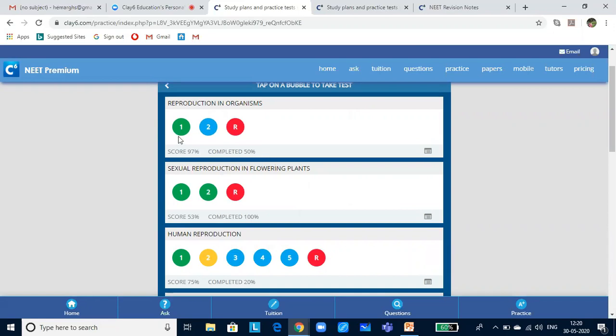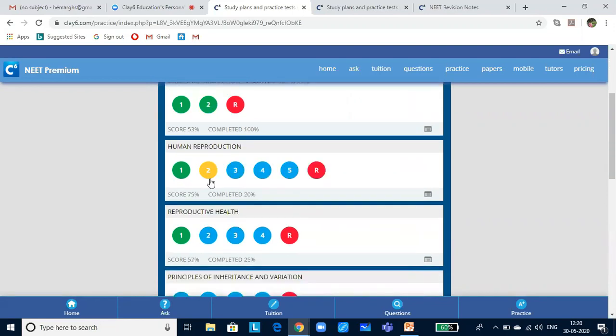Now the green bubble means you have completed the test, but you can always revisit the test and take it any number of times to improve your scores and also for revision. Blue bubble shows that you have not yet taken a test and you are supposed to take it. And a yellow bubble like this will indicate that the test is incomplete.